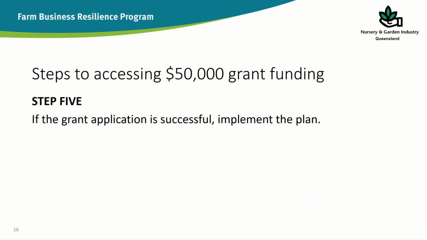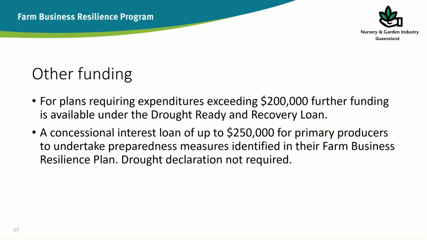The last step is, if the grant application is successful, to then implement the plan. If your plans require large expenditures, further funding is available as a concessional interest loan of up to $250,000 for drought preparedness measures identified in a farm business resilience plan. A drought declaration is not required to access these loans.